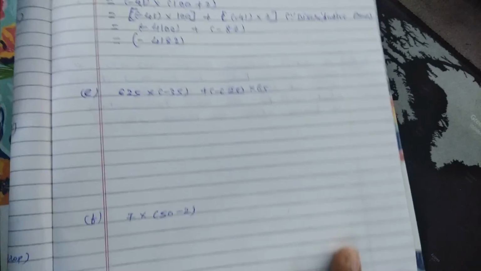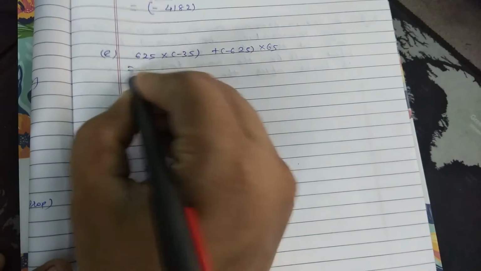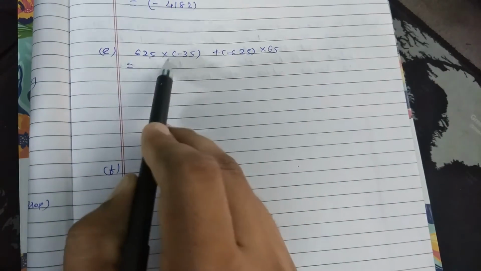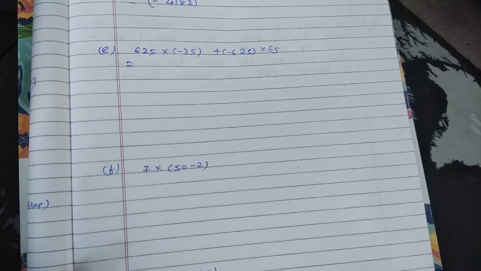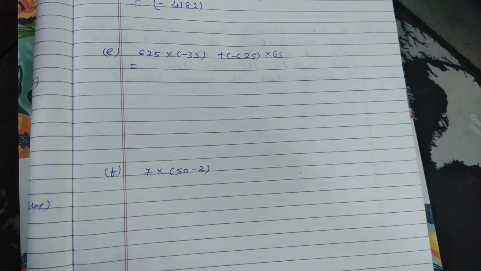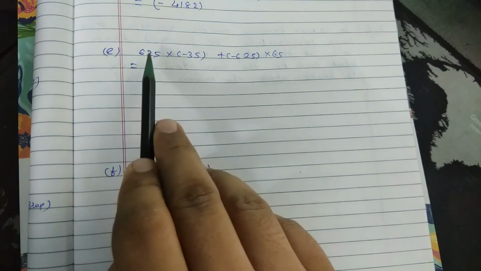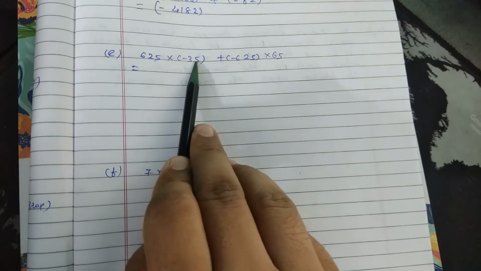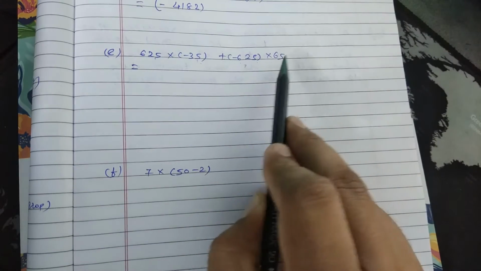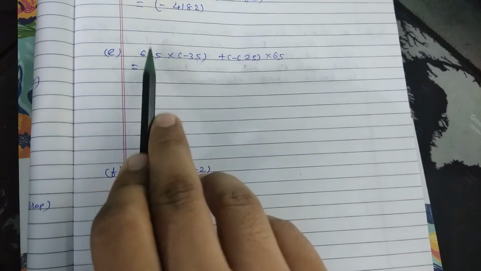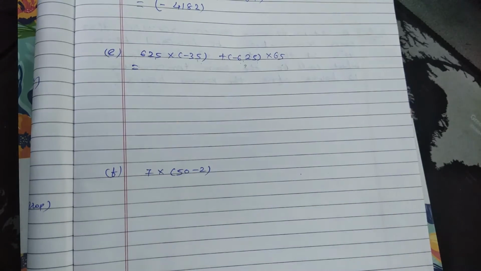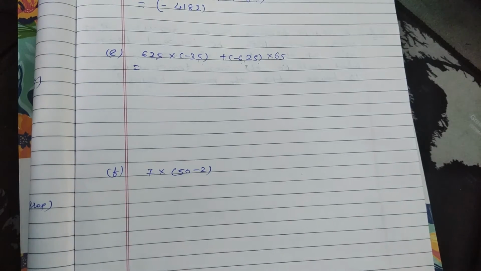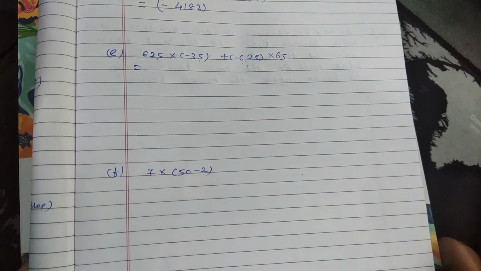Now next, sum E. 625 multiplied by minus 35 plus minus 625 multiplied by 65. Now here there are a total of 4 integers: plus 625, minus 35, minus 625, 65. Now here minus 625 and plus 65 have the same absolute values, only the sign is changed. So what can we do? We can change the sign here.